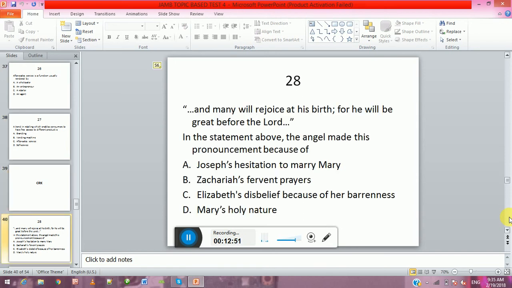CRK. "And many will rejoice at his birth, for he will be great before the Lord." In the statement above, the angel made this pronouncement because of: A. Joseph's hesitation to marry Mary. B. Zachariah's fervent prayers. C. Elizabeth's disbelief because of her barrenness. D. Mary's holy nature.